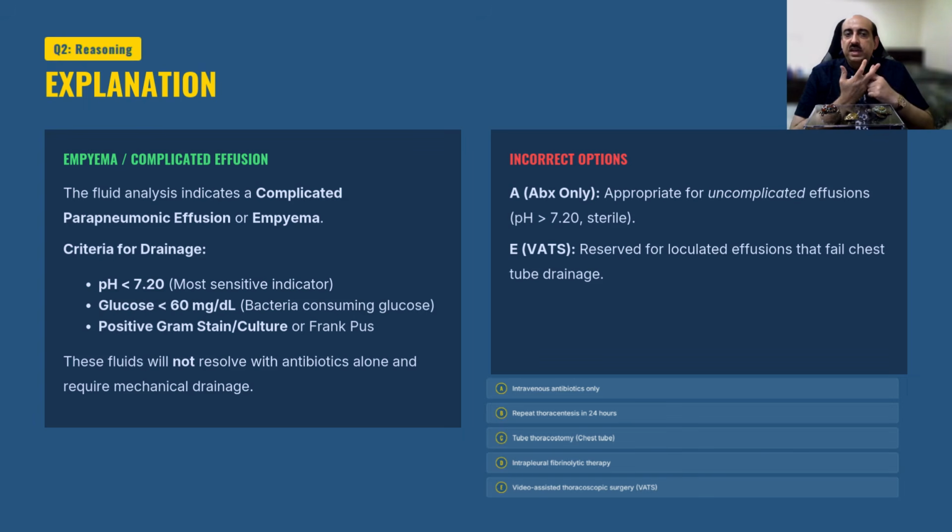They're only indicated if the pH is above 7.2 and it's a sterile culture. Same is the case with fibrinolytic therapy and the VATS, which are not indicated in this situation. Usually those are indicated for recurrent problems, or if there is a loculated effusion and the chest tube itself is unable to drain it completely. So hence the correct option here is thoracostomy with the chest tube insertion and drainage of the pus, plus antibiotic continuation, of course.